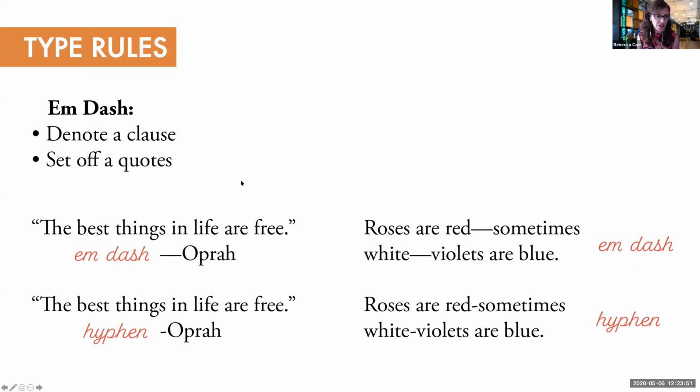So an M dash can be used for certain things, like a clause where you want to stop in a sentence, like this example here. Roses are red, sometimes white, violets are blue. That's that pause. It's when we talk and we pause. So an M dash is the longer line.